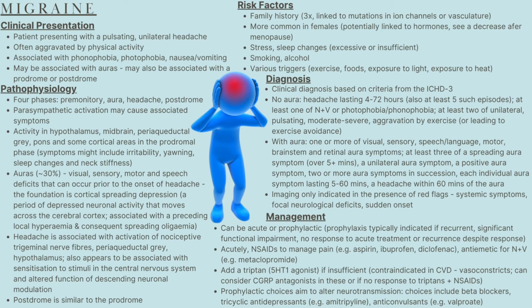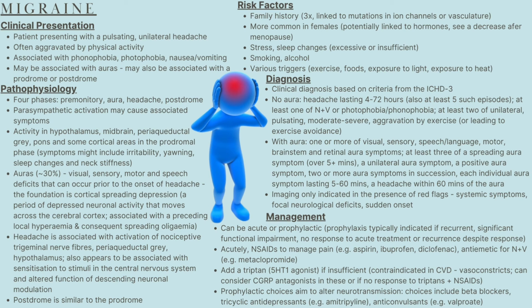A triptan, that is a 5-HT1 agonist, can be added to the management if NSAIDs and antiemetics alone are insufficient. Importantly, these are contraindicated in cardiovascular disease because they can cause vasoconstriction. CGRP antagonists can be considered in these patients, or if there has otherwise been no response to triptans and NSAIDs.